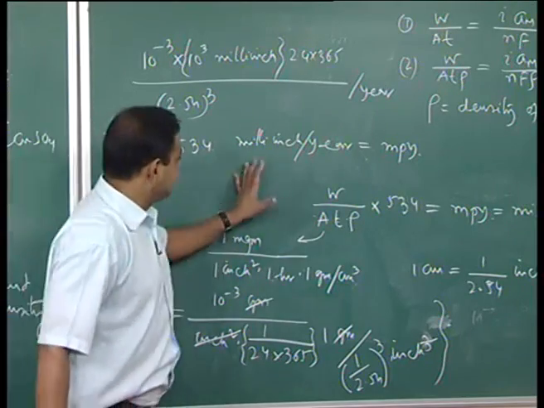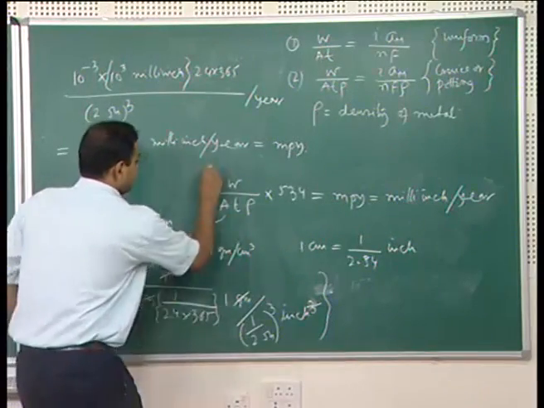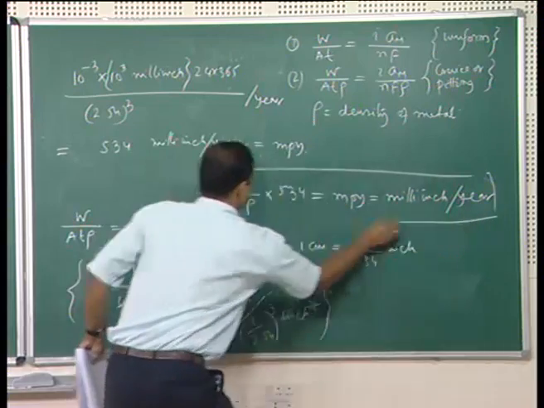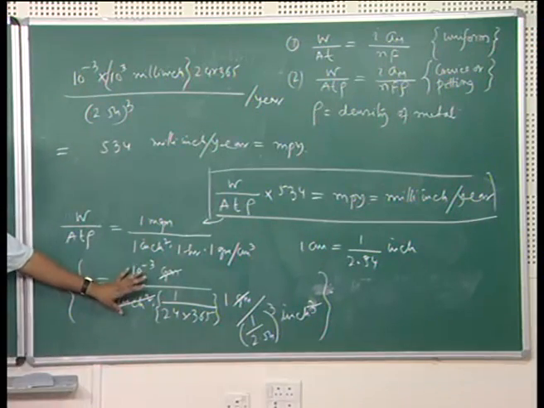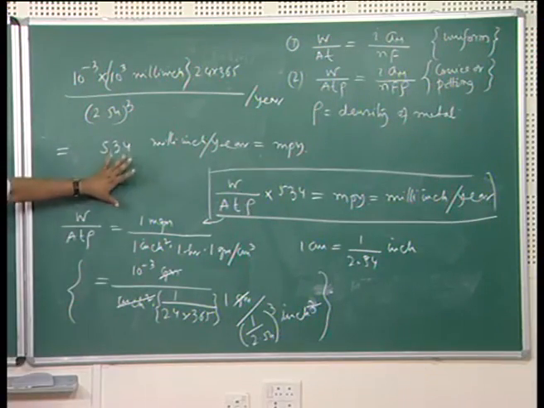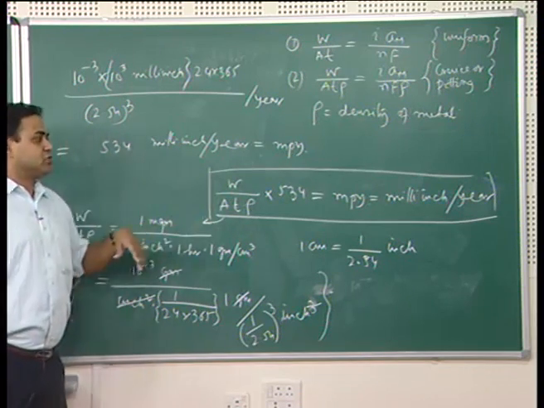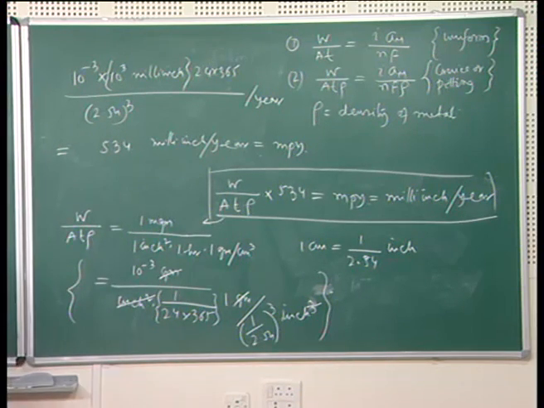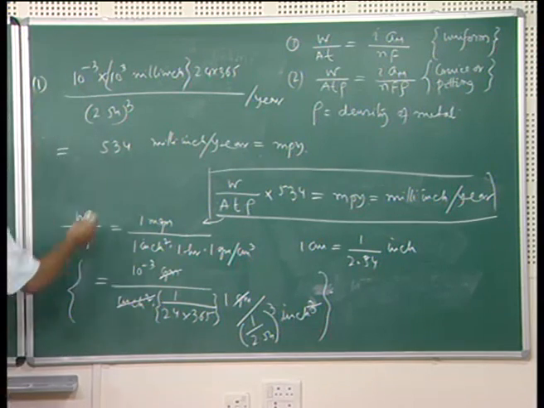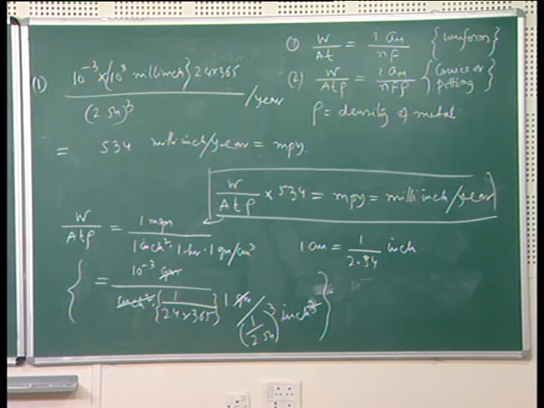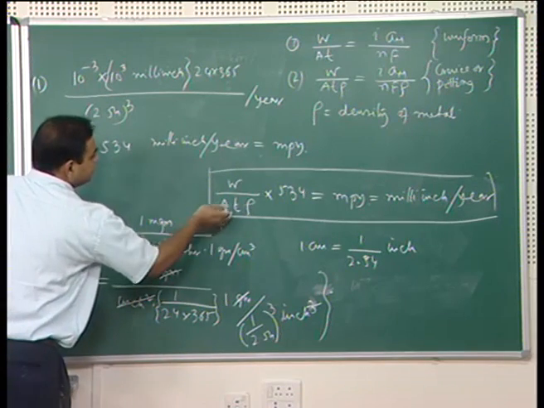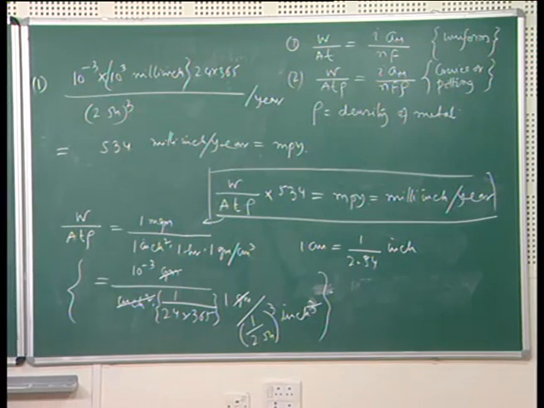So, you see that this conversion is coming because of the unit conversion. Now, this is one way to express the corrosion rate. This is the problem number 1, why we get this 534 conversion factor in order to convert this W by AT rho in the form of MPY.